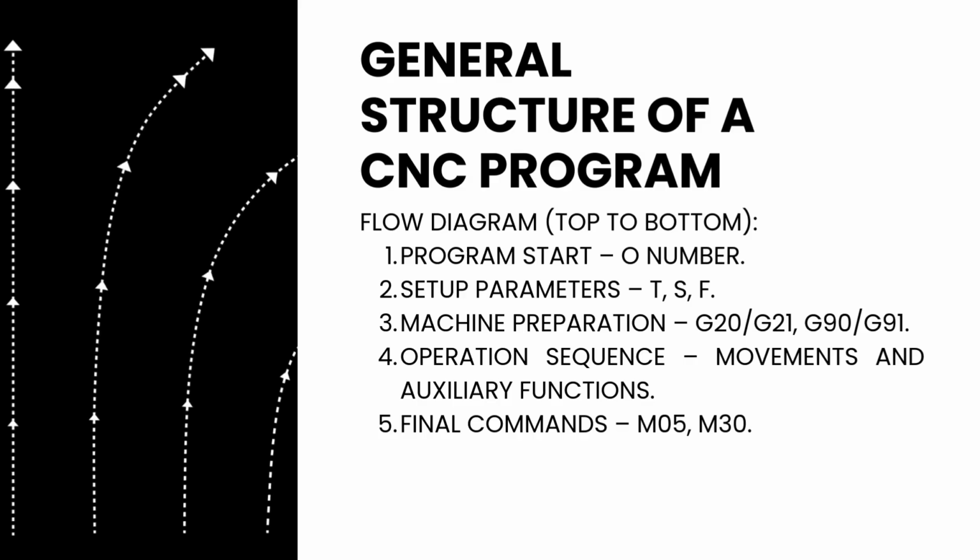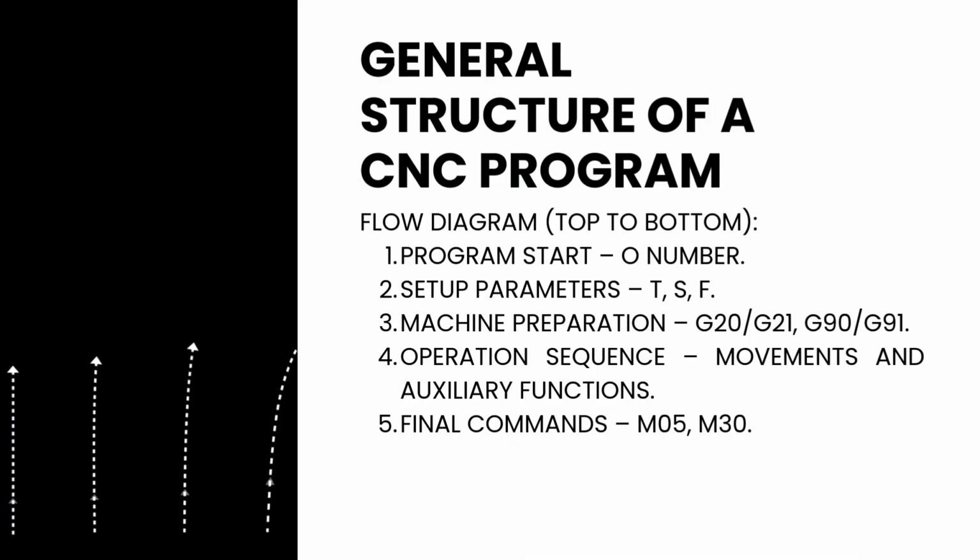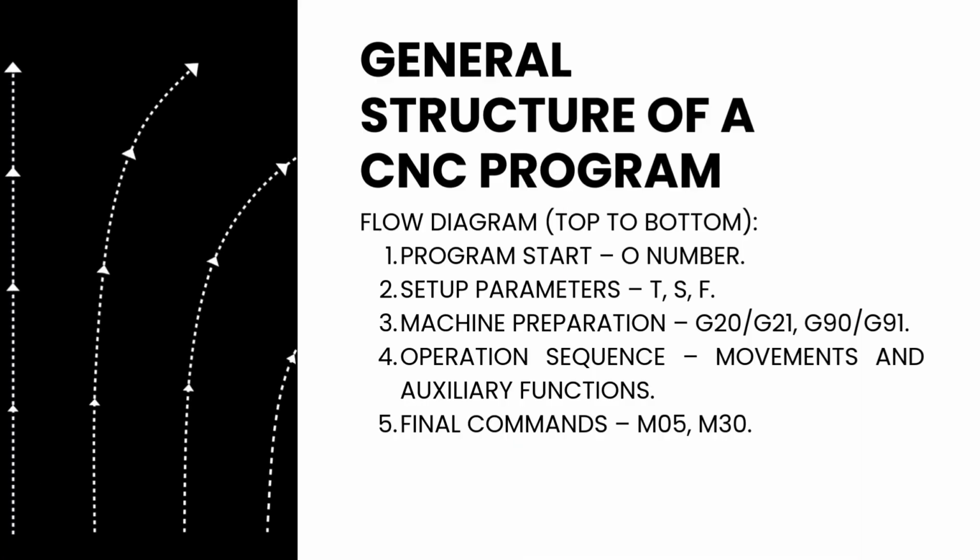Think about it as a carefully written recipe. Just as a recipe begins with a title, a list of ingredients, and preparation steps, a CNC program starts with a clear identification, setup parameters, and an ordered sequence of operations. The first line is usually the program number, beginning with a letter O followed by digits, such as O1001. This is like naming your recipe, so the machine knows exactly which set of instructions to execute.